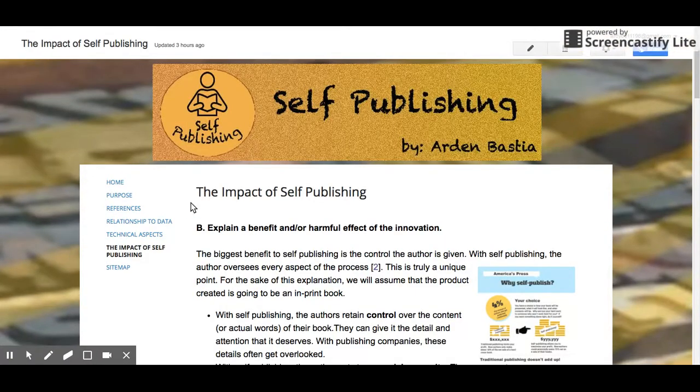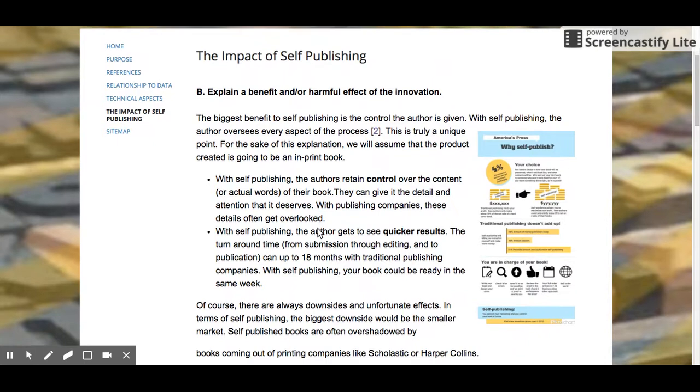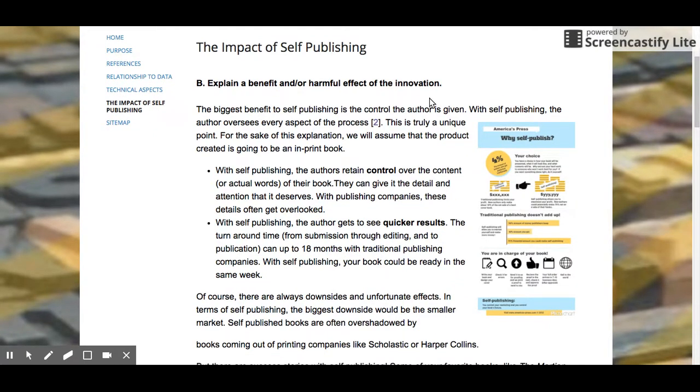In terms of the impact of self-publishing, there are both benefits and drawbacks. One of the biggest benefits of self-publishing is, again, that control. You get to control every part of this process. In addition, you see quicker results. Your book is going to get out there within the same week if you absolutely want to. With a big publishing company, it can take up to 18 months, and sometimes that's just too long.